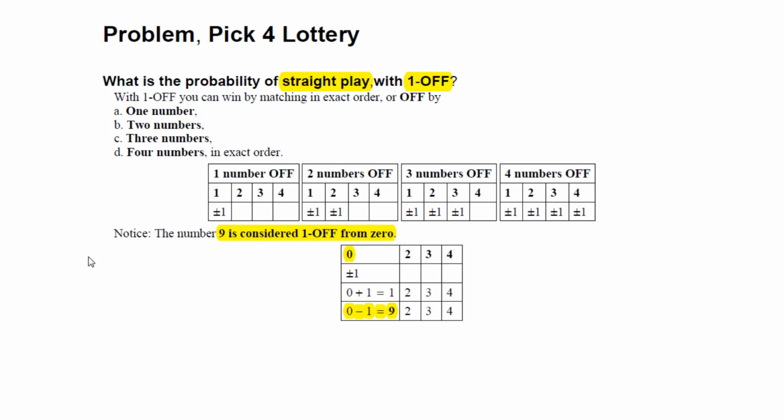But before we start, we have to remember that number 9 is considered 1 off from 0. So 0 plus 1, so 0 off by 1, it is 1, and 0 off by 1 on the minus side is going to be 9.